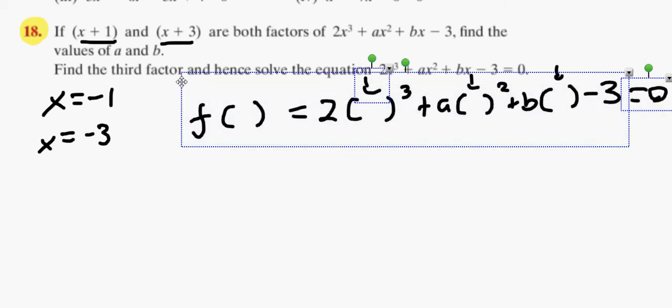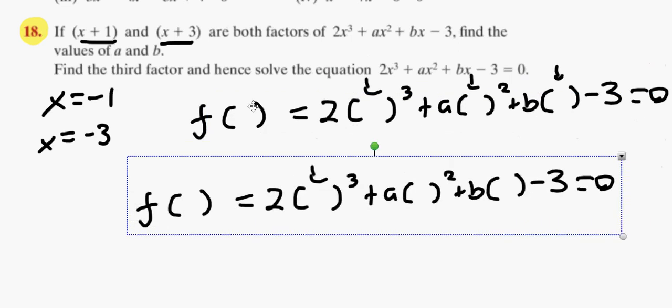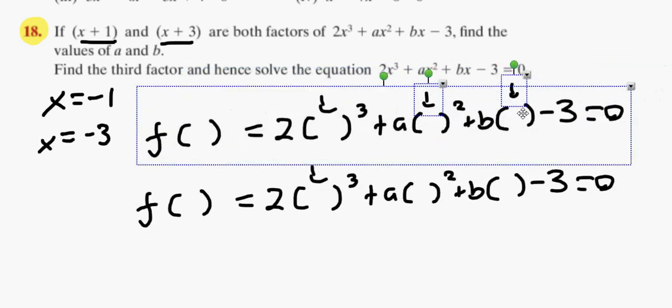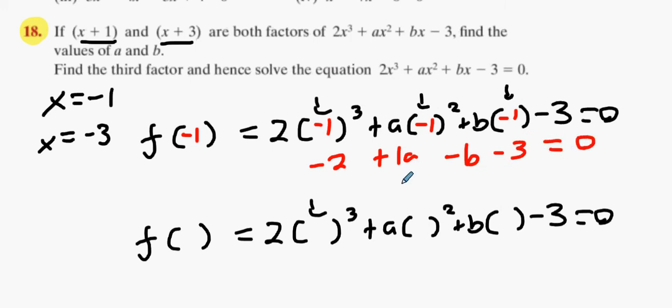So, I'll need two of them. Okay, and we'll set them out here. Alright, let's do this. Anywhere I see an x, I'm putting a minus 1. Alright, minus 2 plus 1a minus b minus 3 equals 0. And you're going to get a minus b. It's going to be minus 5 on the left, which will be plus 5 on the right.